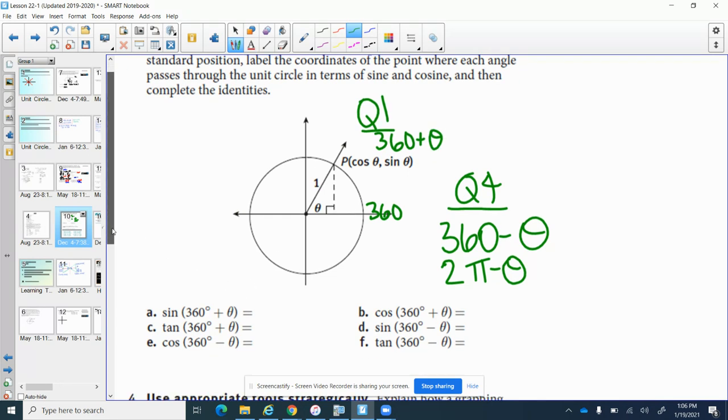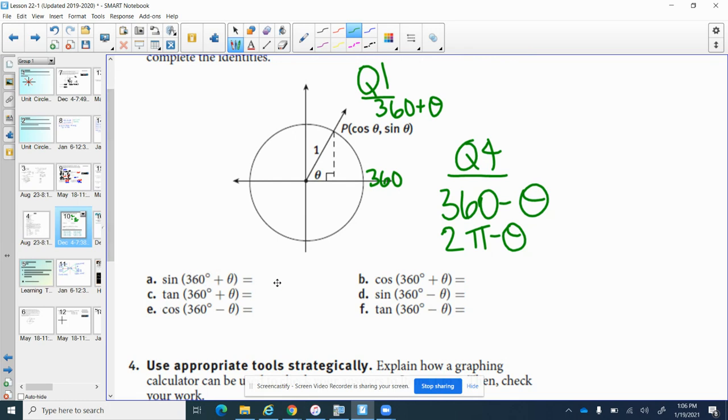Well, again, if you're back at quadrant 1 with 360 plus theta, it's the exact same values they were before. Sine is positive, cosine is positive, tangent's positive. Right? We're back in quadrant 1. It's coterminal, aka to that original value.